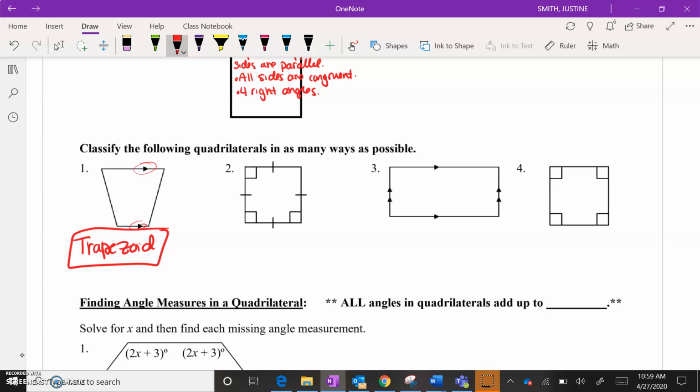For number two, this should also be a right angle here. So we know that this is going to be a square, because all the sides are congruent and it has the four right angles. So this is going to be a square.